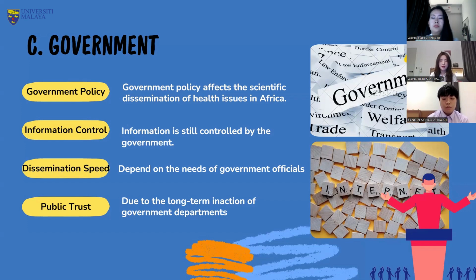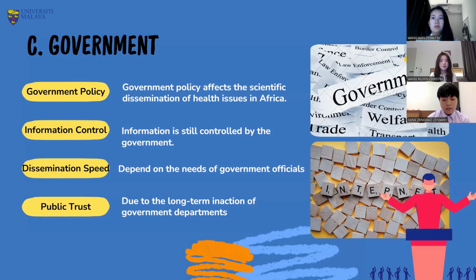So even with the rapid development of the internet today, information is still controlled by the government in most cases. And the speed or effect of its dissemination depends on the current needs of government officials. At the same time, due to the long-term inaction of government departments, the public's trust in government has decreased.